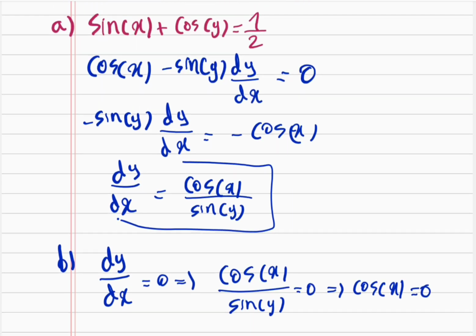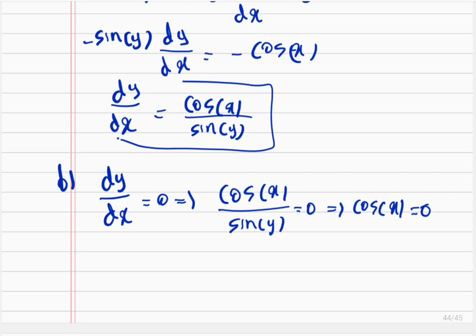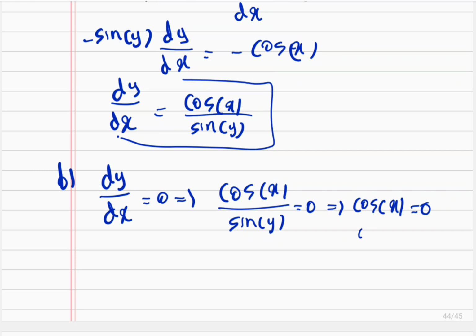Also note that the values of x are between pi and minus pi, because this is crucial for our equation, because that means the values of x are simply plus or minus pi over 2, because these are the only values in that domain that are going to give us the value of 0 if we have cos of pi over 2 or minus pi over 2. So what does this mean for us?